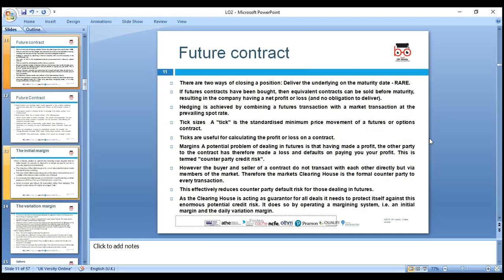What about futures contracts? These are all derivative contracts. With a futures contract, there are two ways of closing a position: deliver the underlying on the maturity date.